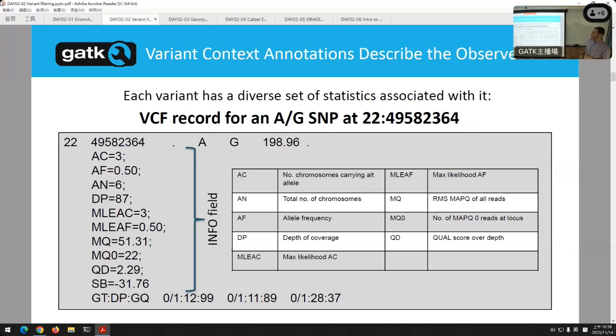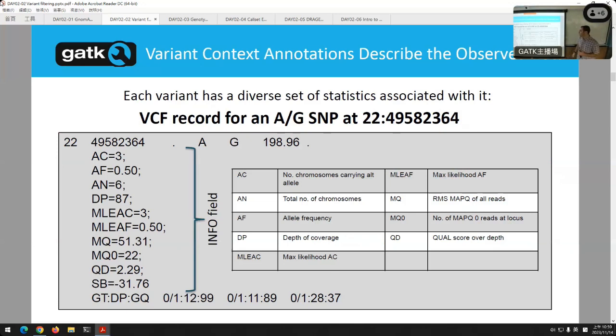The QD is another important one. That's the quality of the site, so 198 divided by the depth. As the depth goes up, the confidence in the site should go up, right? If the depth goes up and the confidence does not go up, that's usually indicative of something bad. So we use all these. These are examples of things we use. SB was strand bias. Aaron mentioned strand bias yesterday, where you should have reads overlapping the variant from both directions.